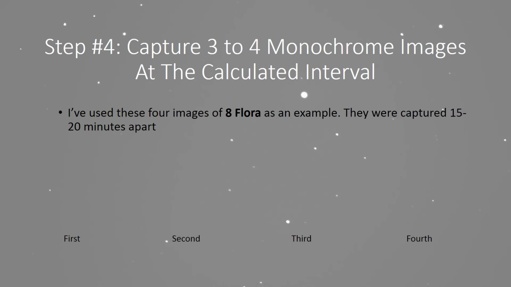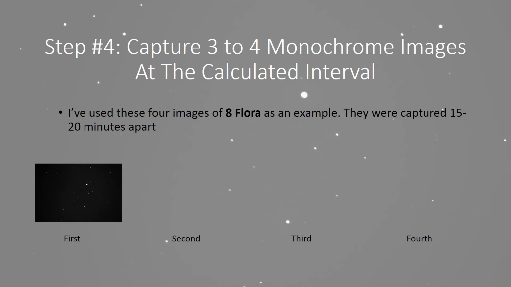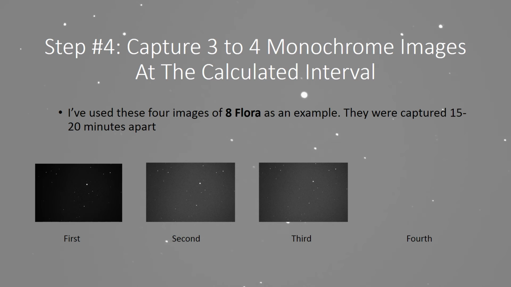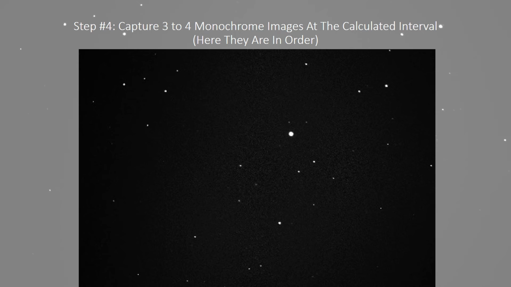This brings us to step number 4, the actual capture of the images. Capture 3 to 4 monochrome images at the calculated interval. I've used these 4 images of 8 Flora as an example. They were captured 15 to 20 minutes apart. In this example of 8 Flora, here are the 4 monochrome images at the calculated interval in order.